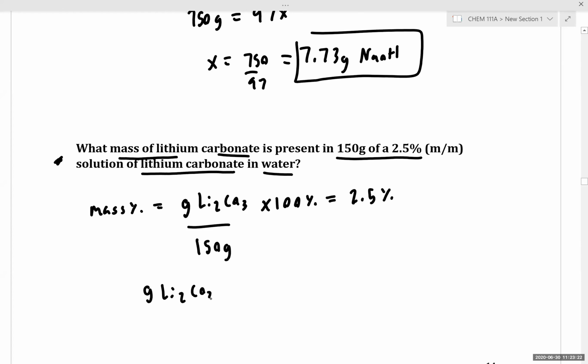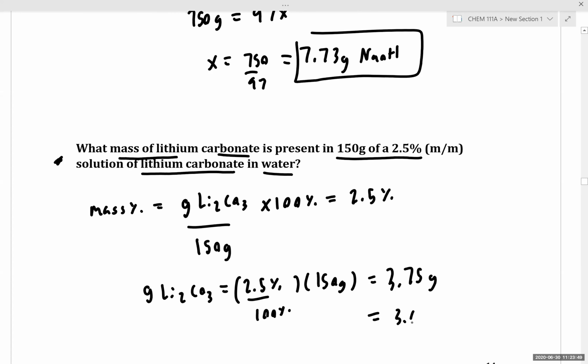Solving for the grams of lithium carbonate, we have 2.5% over 100% times 150 grams, which in turn gives us 3.75 grams of lithium carbonate that we can round to 3.8 following sig fig rules. Any questions on this example?